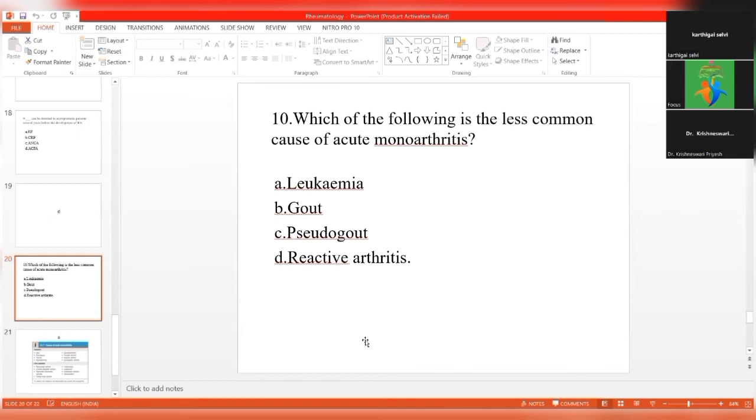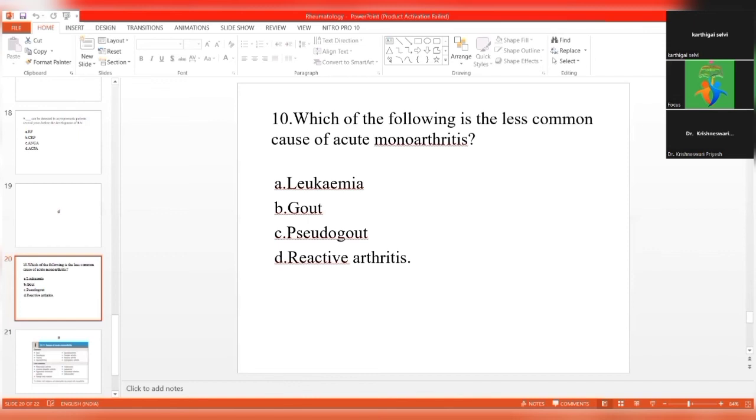monoarthritis. So the question is, which of the following is a less common cause of acute monoarthritis? And the answer is leukemia. Leukemia, gout, pseudogout, and reactive arthritis: reactive arthritis is among the most common causes of monoarthritis. Leukemia in children will be producing monoarthritis in some children. So leukemia is the less common cause of acute monoarthritis.